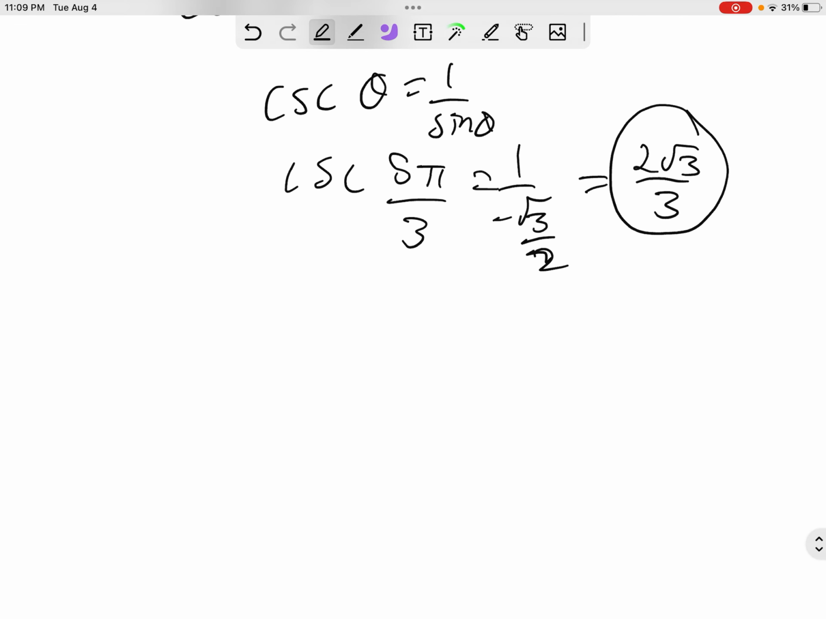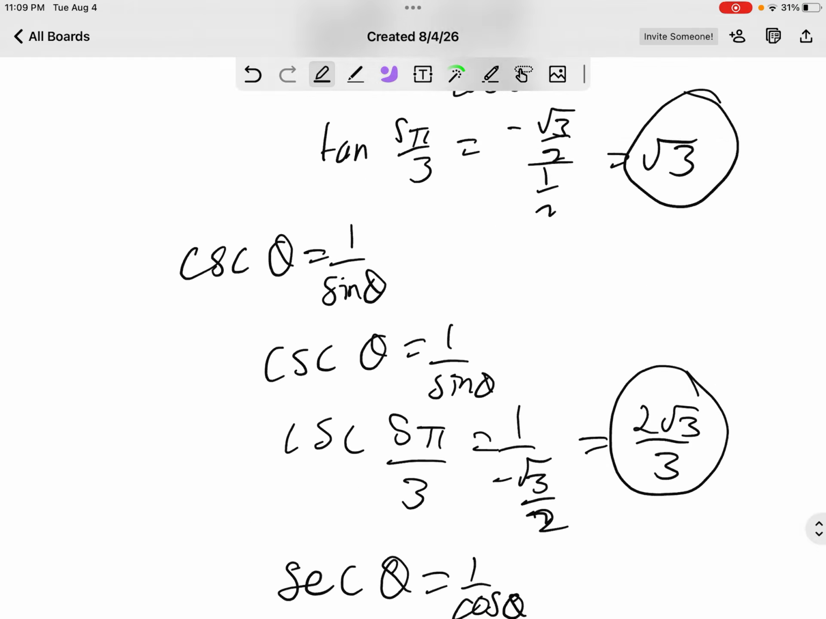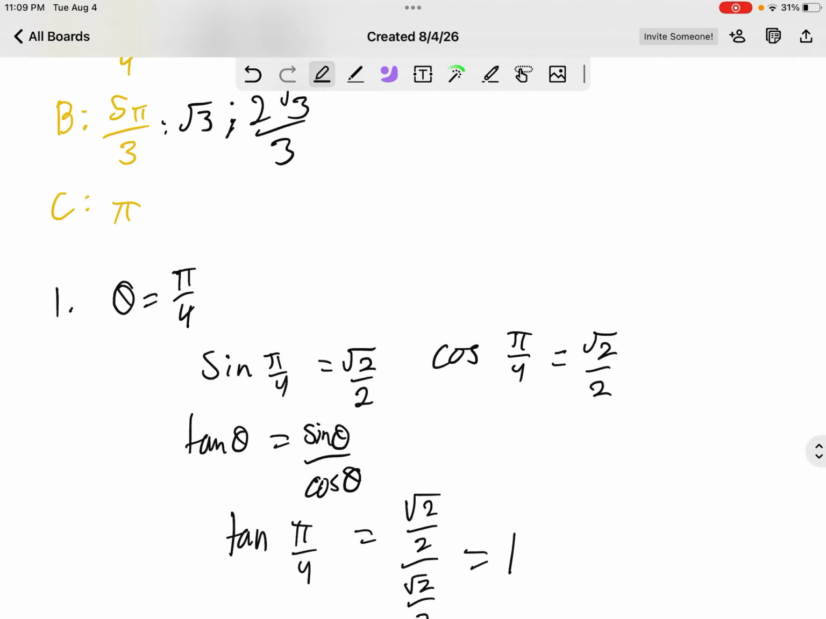Now we're going to use the secant formula, which is secant theta equals 1 over cos theta. So secant of 5 pi over 3 is equal to 1 over 1/2, which is equal to 2. Next answer is going to be 2.